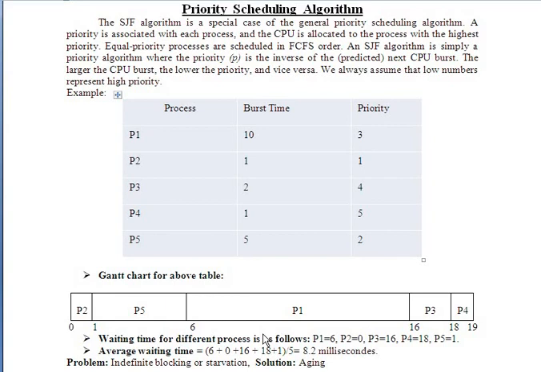I hope you understand what aging is. Aging is the time taken by a particular process, especially a lowest priority process, in a queue waiting for the CPU to be handed over to it for execution. So if it takes more time, then its priority will increase, and what will happen is it will be given a chance on the CPU. So I hope it is clear.